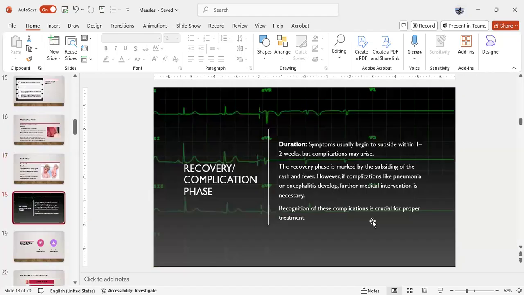Recovery or complication phase. The duration of this phase is 2 weeks after the symptoms subside, but complications may arise. That is another situation. The recovery phase is marked by the subsiding of the rash and fever. However, if complications like pneumonia or encephalitis develop, further medical intervention is necessary. Recognition of these complications is crucial for proper treatment.